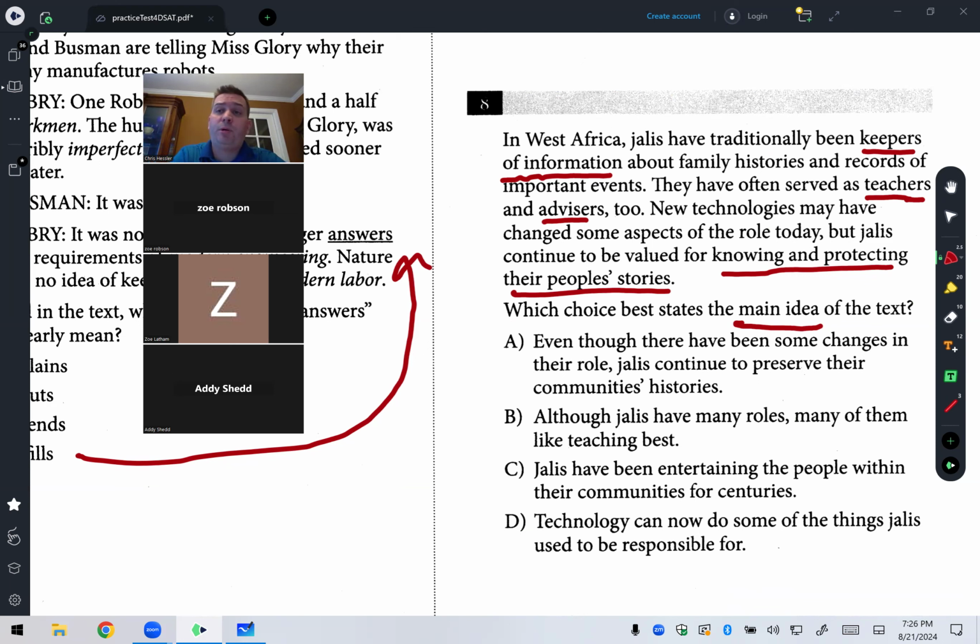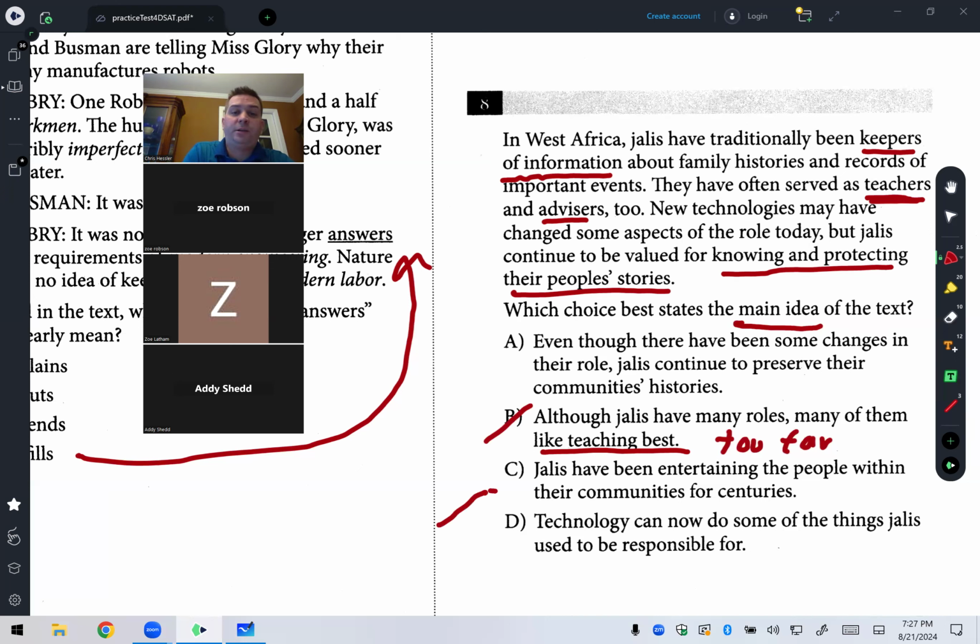So I did underline portions of this question just so I wouldn't make a mistake. I said that, okay, they're keepers of information, they're teachers and advisors, and ultimately they know and protect the people's stories. So that gives us an idea of what their roles are. Do I know that they like teaching best? Perhaps. I can't possibly know that. The passage never indicates which role they prefer the best. I mean, I know that they are teachers, but I don't know that they like that best necessarily. It's going too far. Not in the passage.